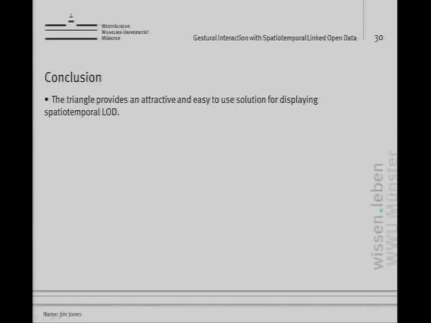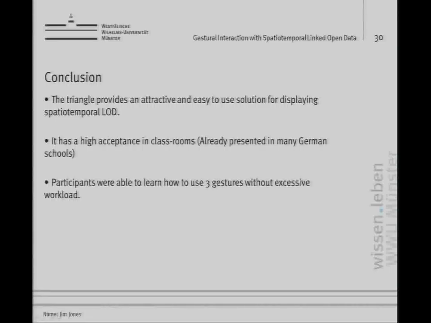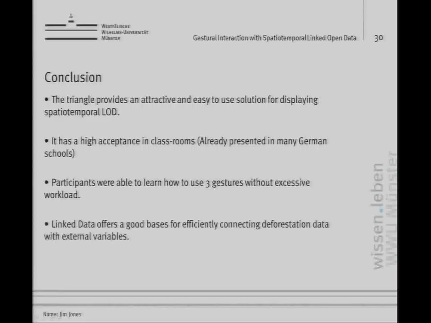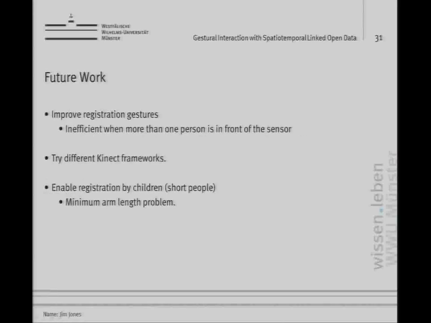Some conclusions. The triangles, we think, provide an attractive and easy solution to display spatiotemporal data. It has a high acceptance in classrooms. As I told before, it has been all around Germany, and the geography teachers really like it too. Participants were able to learn how to use the three gestures without an excessive workload. And finally, linked open data offers a good basis for efficiently connecting deforestation data with external variables.